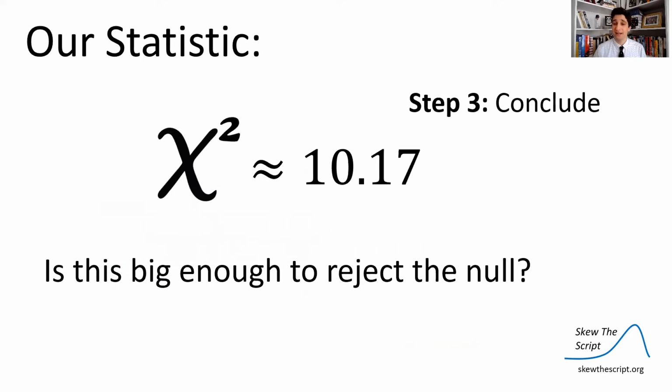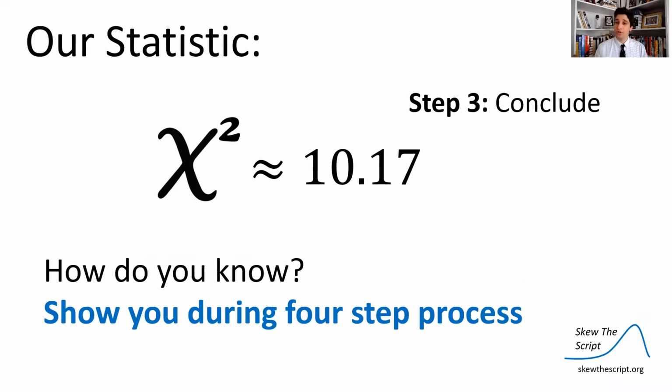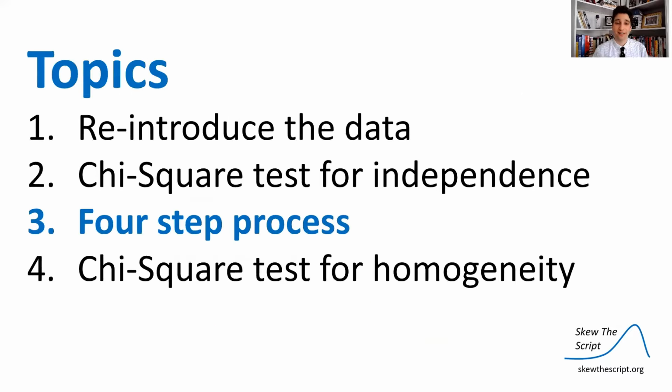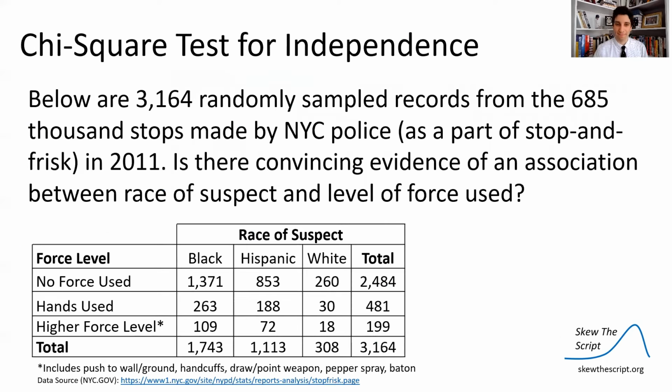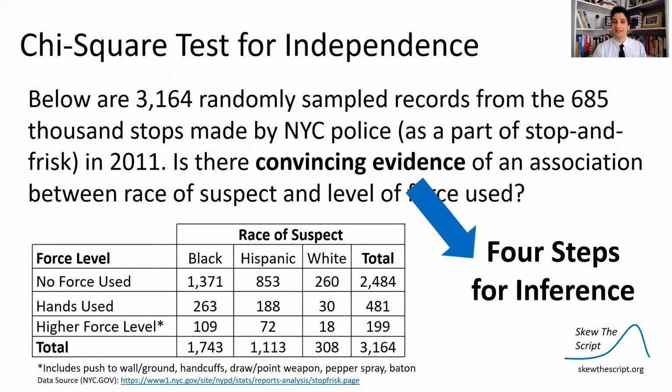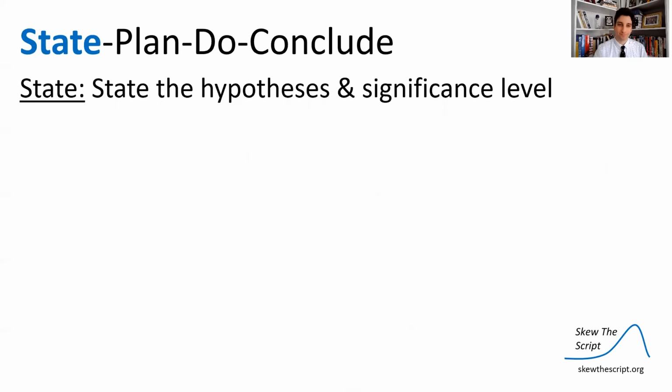So is this big enough to reject the null, this chi-square test statistic of 10.17? Yes, it is. How do I know that? Well, I'm going to show you during our 4-step process. So let's go through the 4-step process. You're asked a question in FRQ. This is a good way to organize your work such that you get full credit. And so when you're asked, is there convincing evidence of an association? I know I'm going to do a 4-step process for inference. I'm going to do a chi-square test for independence here.